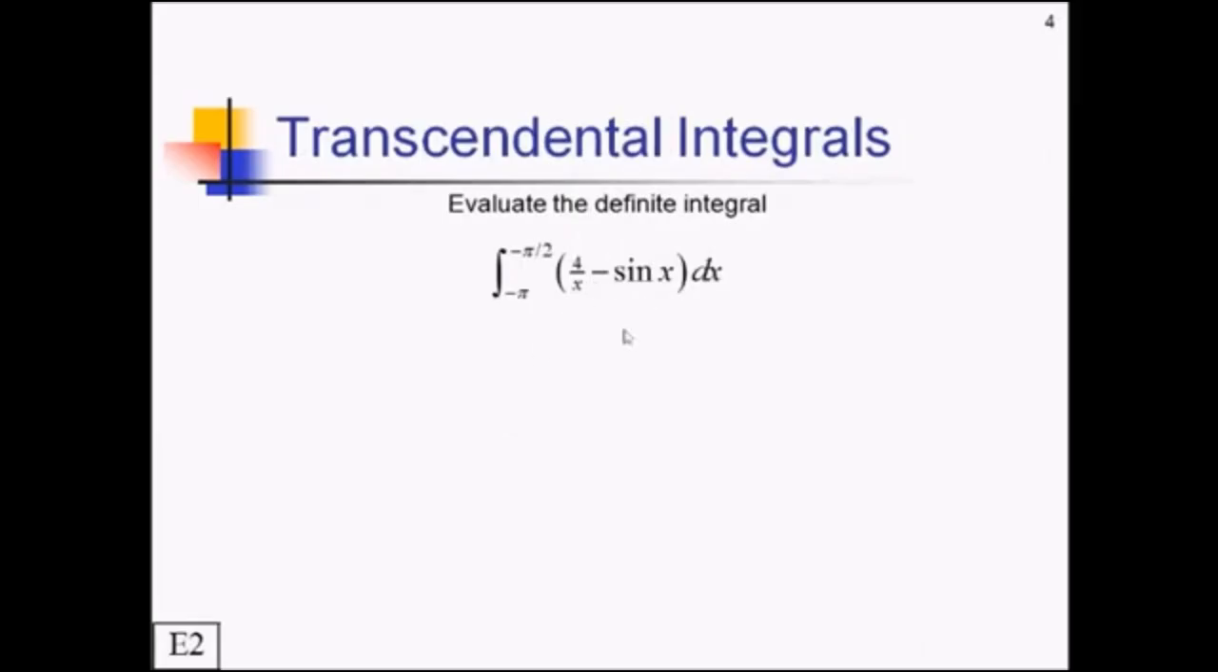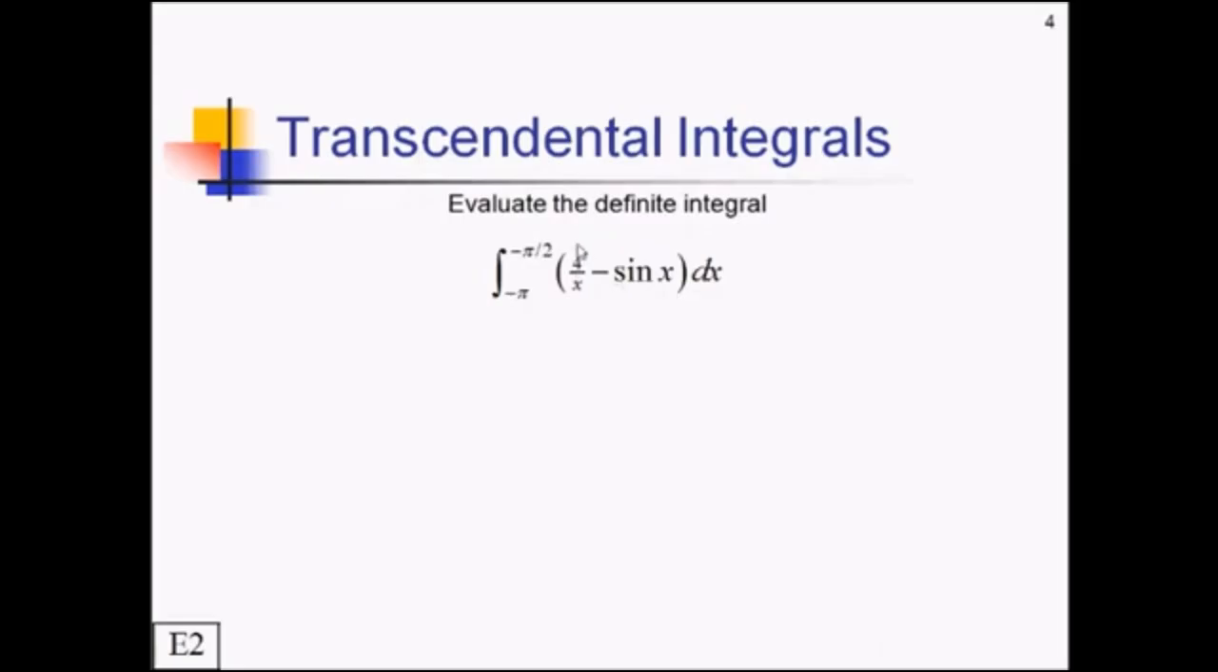Here's another problem with some weird oddball functions. We've got 4 over x and minus sine of x. Now notice that I don't have 0 in my limits, in between my limits of integration. So this is another one where I'm not running into that vertical asymptote issue. But pause the video and see if you can remember how to do these antiderivatives.